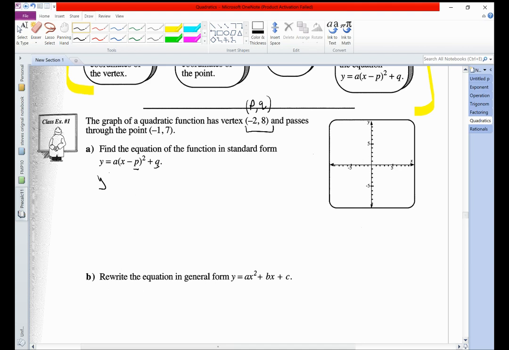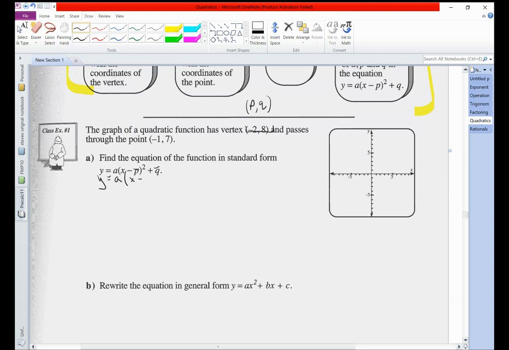So we are going to create our equation. We don't know a yet. x minus p. So when we go minus, sorry, my dog is playing with toys. If we go minus -2, see, this is why I don't do it. My palm hits every time. Okay, let's try. y is equal to a(x minus, so our p-value is -2) squared plus q, which is 8.